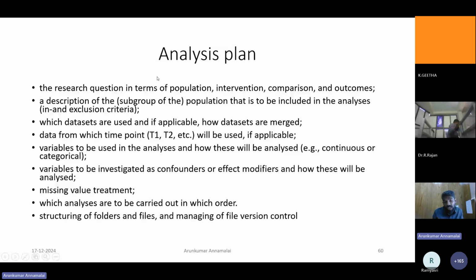All these answers have to be drafted in this analysis plan: what analysis you'll be doing and in which order, the structuring of folders and files, and the managing of file version control. So version control, I'll give a typical example of how it works here.